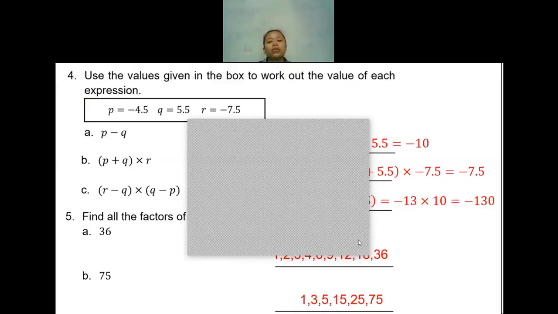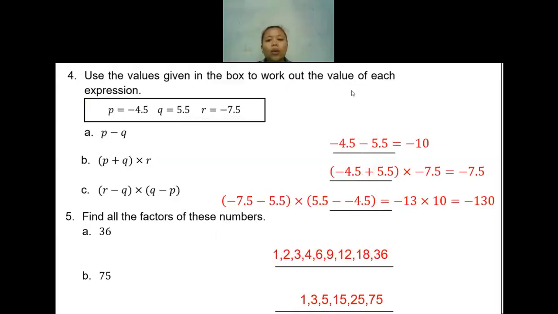Question 4. From question 4 here, we are going to find the value of P minus Q and so on. Here, we already have the values of P, Q, R. For the letter A, we are going to find P minus Q. So we just need to replace the value of P, which is equal to negative 4.5, and the value of Q, which is equal to 5.5. So I will just write it as negative 4.5 minus 5.5. The answer will be equal to negative 10.